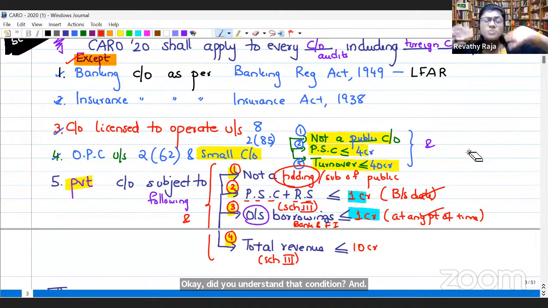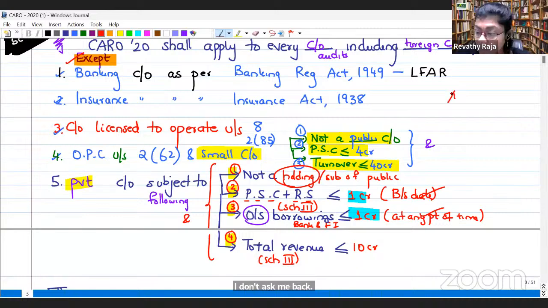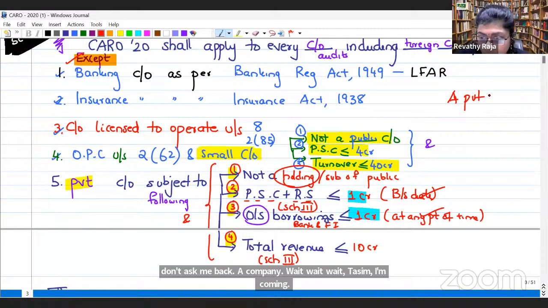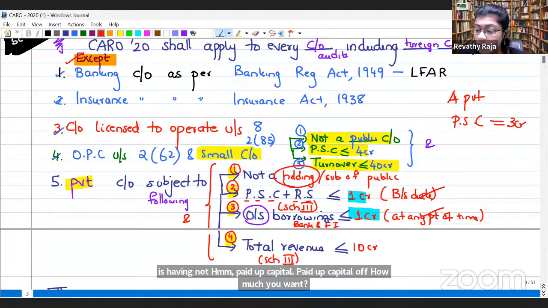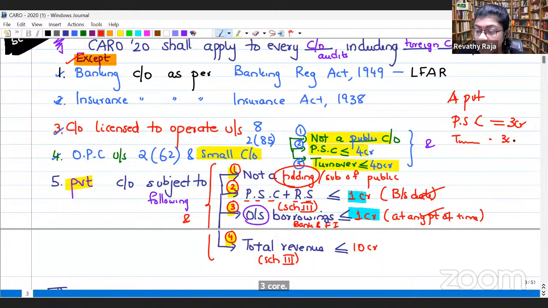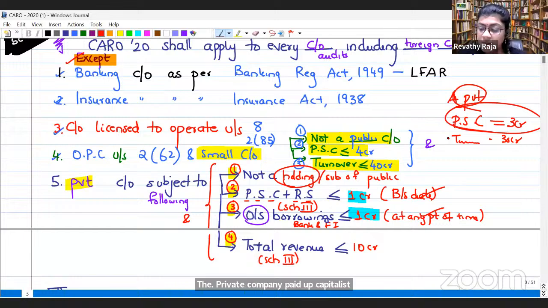Now I have a personal doubt. Can I ask you? A private limited company is having a paid up capital of 3 crore and a turnover of 30 crore. Is Caro applicable? Private company, paid up capital is 3 crores, turnover is 30 crores. Is Caro applicable?